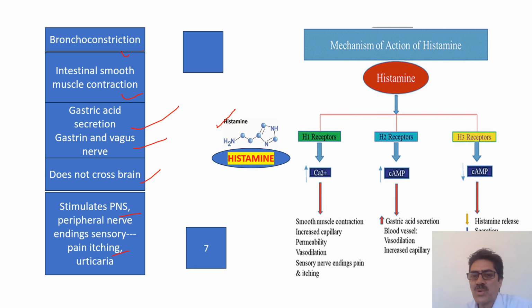Next, you can see the prominent histamine receptors H1, H2, H3 receptors. And these H1 receptors mediate the following actions: smooth muscle contraction, increased capillary permeability, vasodilatation, sensory nerve endings, etc. Now, all gastric secretion which leads to acidity, etc., is mediated by H2 receptors. Blood vessels and vasodilatation, increased capillary permeability, that is mediated by H2 receptors. Now H3 receptors are also involved in release of histamine. They are also involved in release of serotonin, etc.